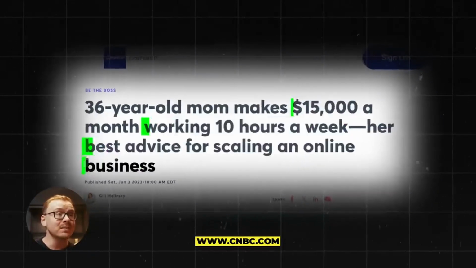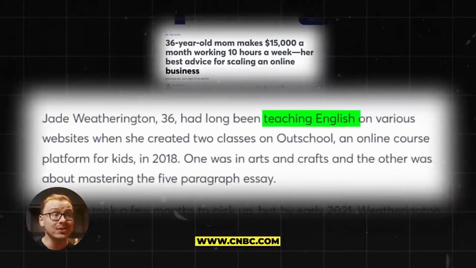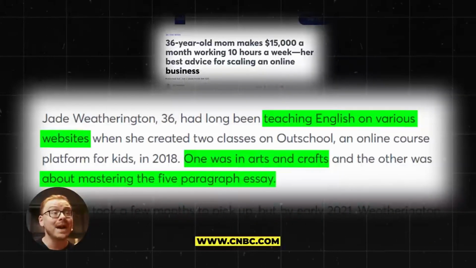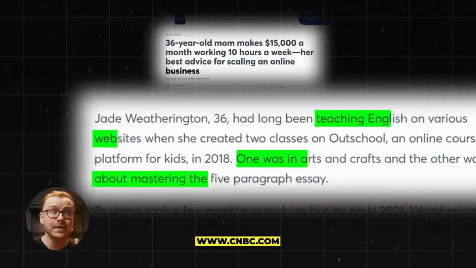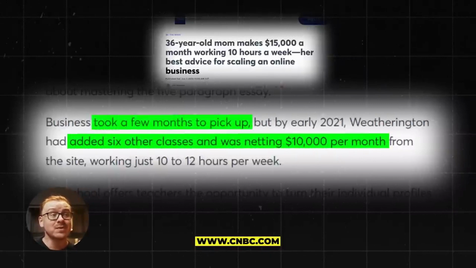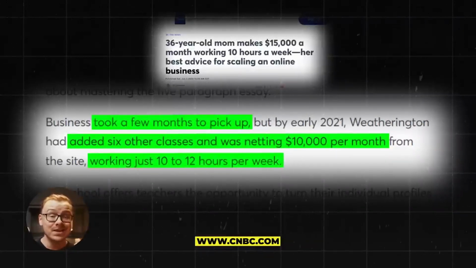And she basically talks about how she started teaching English on various websites, and she created 2 classes on the website OutSchool. One was on arts and crafts, and the other one was about mastering the 5-paragraph essay. And she said that it took her a few months for the business to pick up, but in early 2021, she added 6 other classes and was netting $10,000 per month from the site, working just 10 to 12 hours per week.